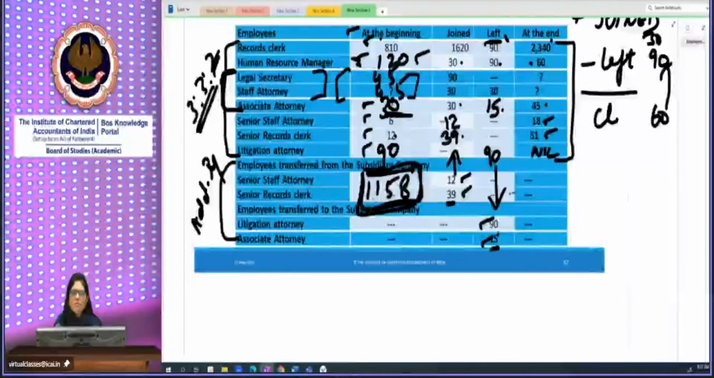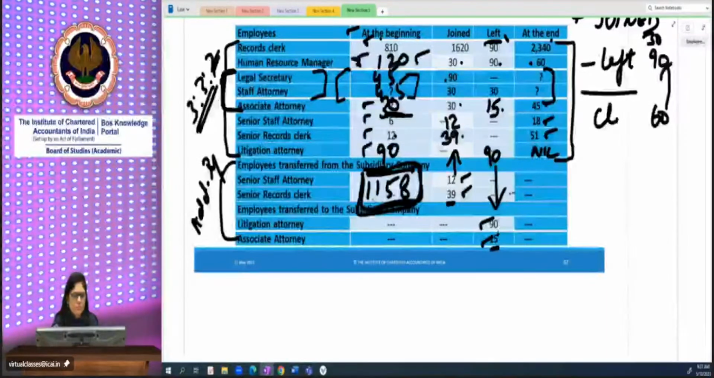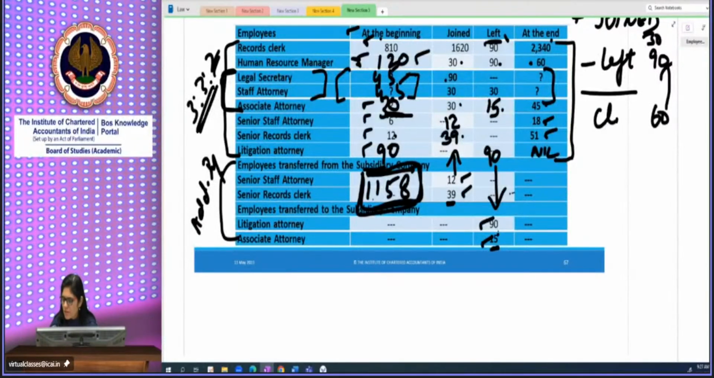Clear so far? So just clean the format and add all the values. 45 and 90. Just calculate the closing balance also for legal and staff. We have the opening, we have the joined and the closing. 45 is beginning, 90 is joined, nobody left. So how much is the closing? Calculate the closing number of legal secretary.